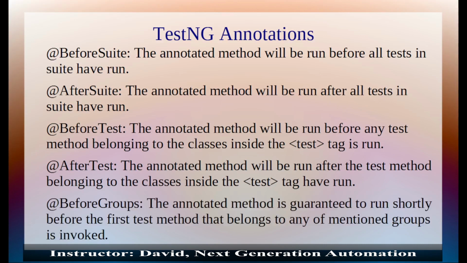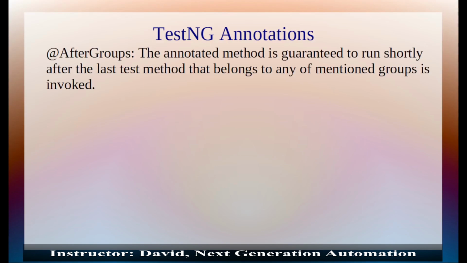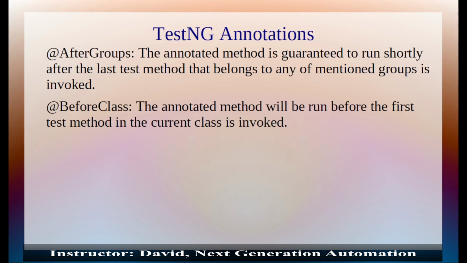@BeforeGroups annotation: the annotated method is guaranteed to run shortly before the first test method that belongs to any of the mentioned groups is invoked. Next set of TestNG annotations includes @AfterGroups annotation: the annotated method is guaranteed to run shortly after the last test method that belongs to any of the mentioned groups is invoked. @BeforeClass annotation: the annotated method will be run before the first test method in the current class is invoked.